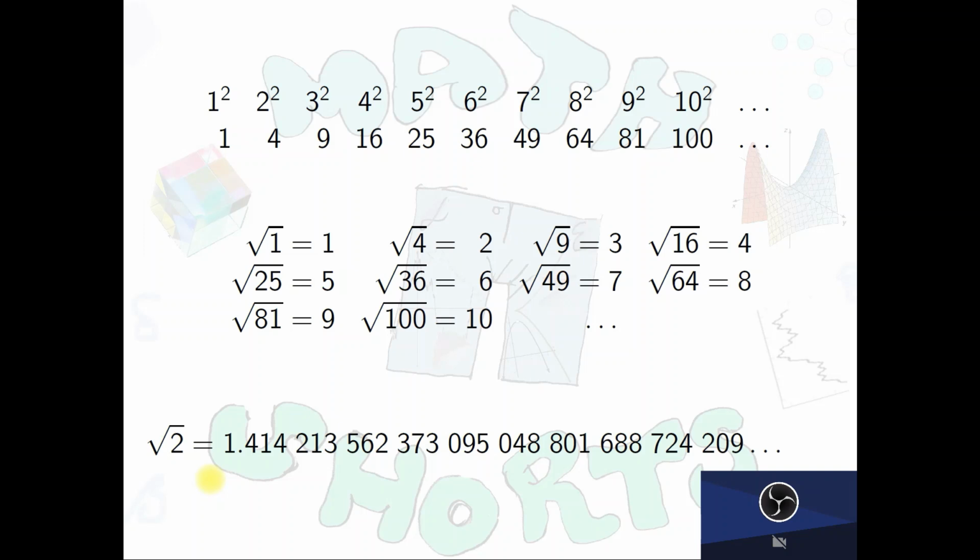What about 1.5? Multiply by itself. Oh, it's too big. Then try 1.4. Oh, it's a little too small. And just go like that. That's a numeric way to think about the square root. We're just thinking about the operation. But we want to look at this from a geometric point of view. And to do that, we have to think of those squares. And so that's what we're going to do next.